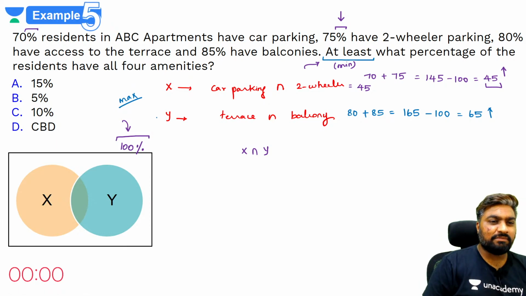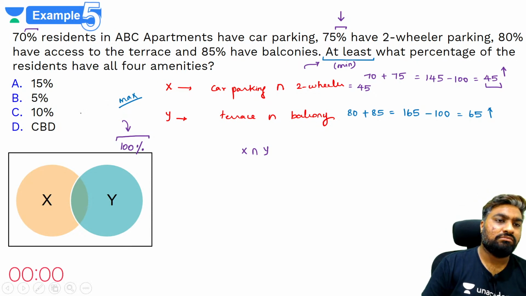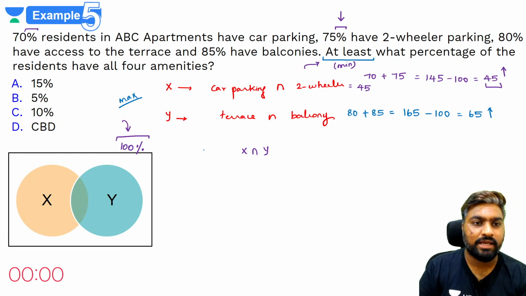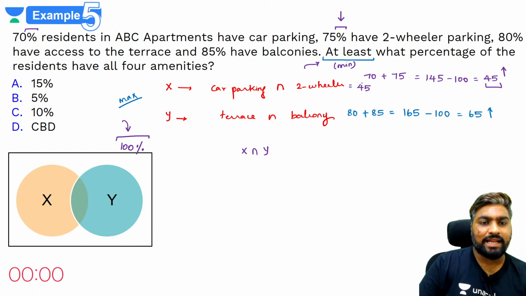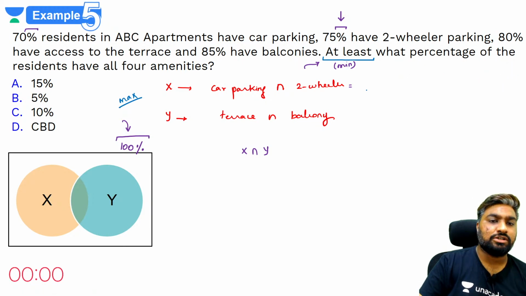You can do it, Divyam, but there will be a little confusion in it, because information on two-wheeler and balcony, information on four-wheeler and terrace, all that is not given, so that could be a little confusing. Yeah. So okay, let's try to do this again. We have to keep the intersection at a minimum, because the question asks for at least, so the intersection should be minimum.